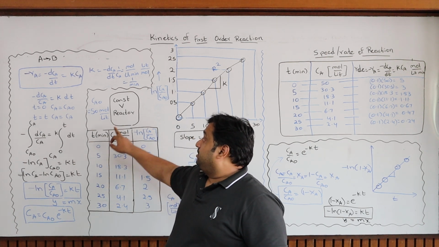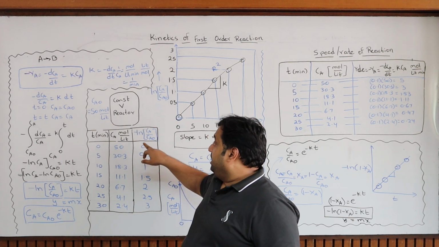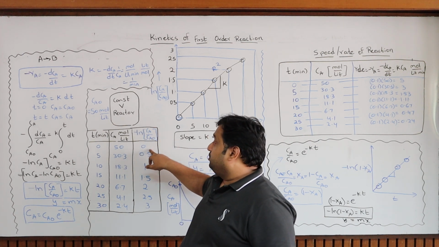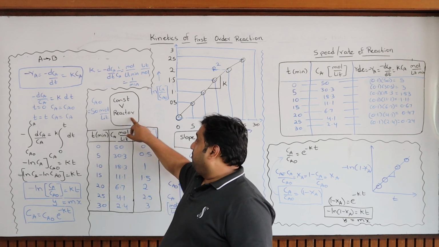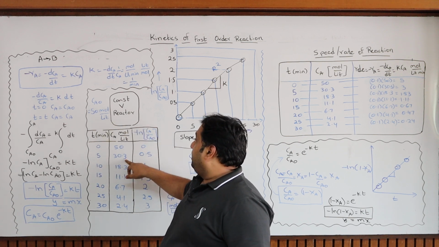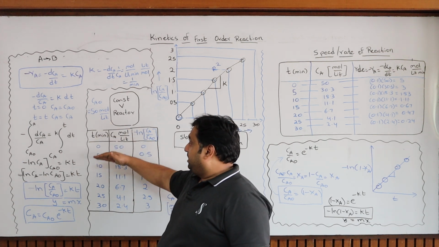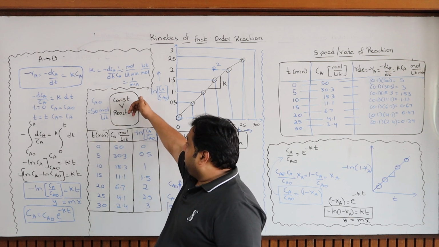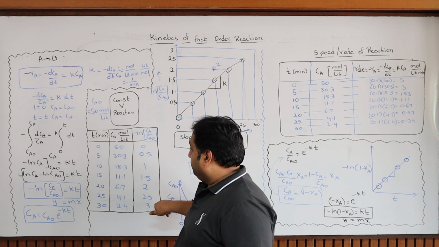At 0 time the concentration of A in the reactor is the initial concentration, Ca equal to Ca0, and minus ln of Ca0 by Ca0 is nothing but 0. After 5 minutes the concentration I found in the reactor is 30.3, and ln of Ca by Ca0 means ln of 30.3 by 50. Like that, every time I have the concentrations in the reactor and I have found minus ln Ca by Ca0 at every time.